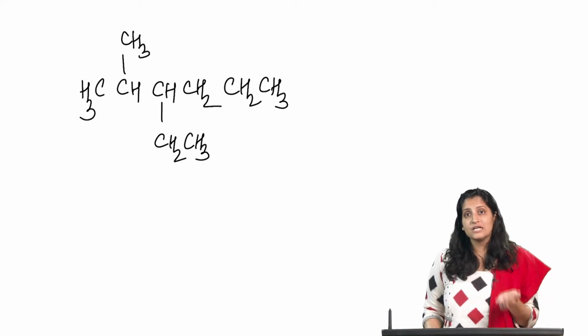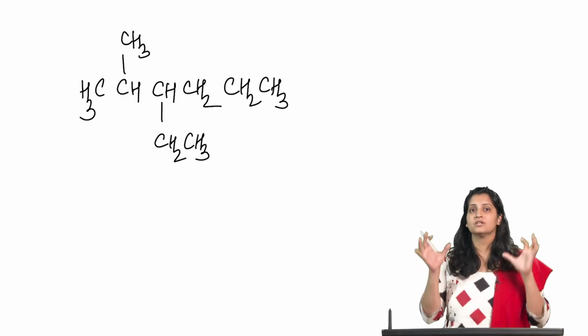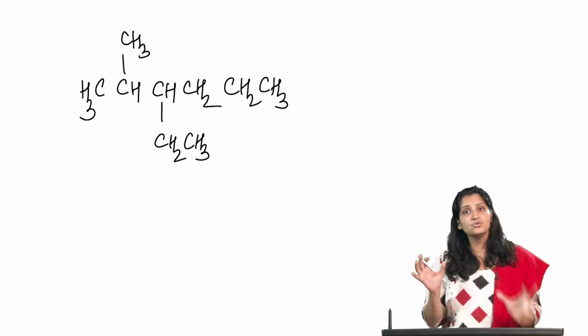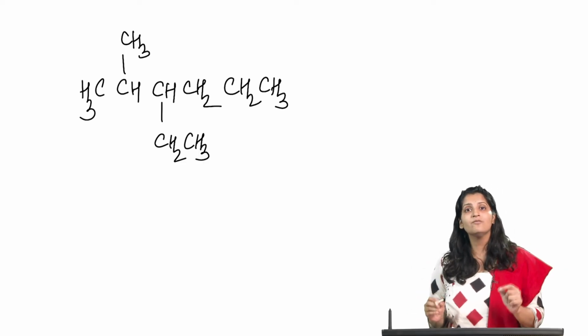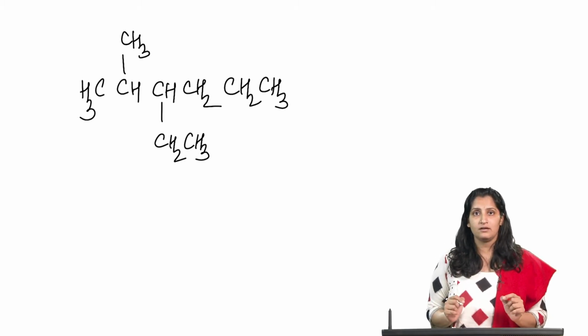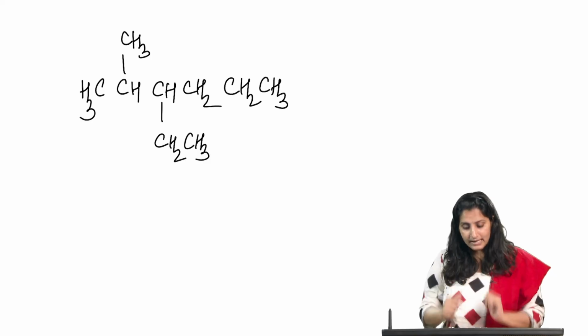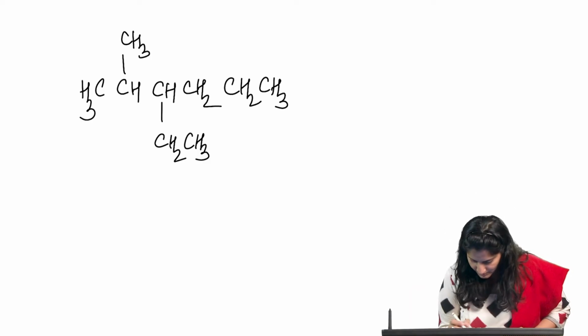If there are different chains of equal length, so let us say I have 2 chains which are of equal length, how do I choose which one? In that case, we choose the one with the largest number of branch points as the parent. For that I am going to use this particular example here.